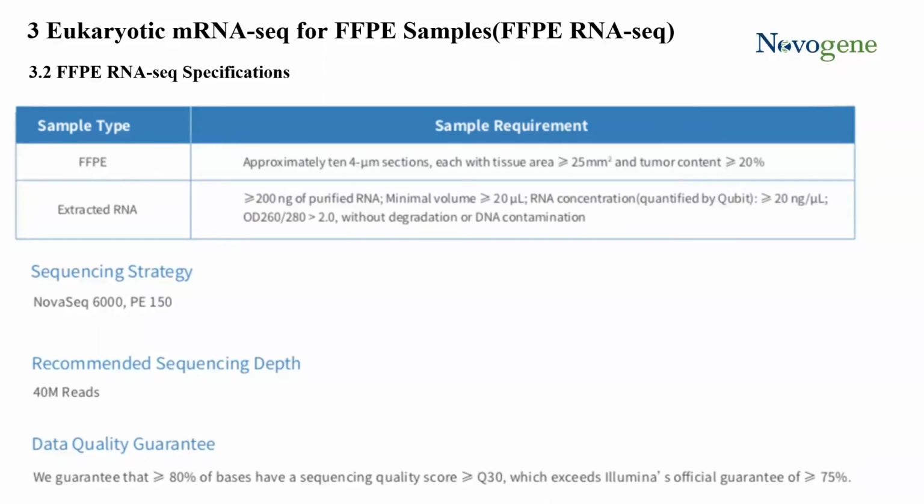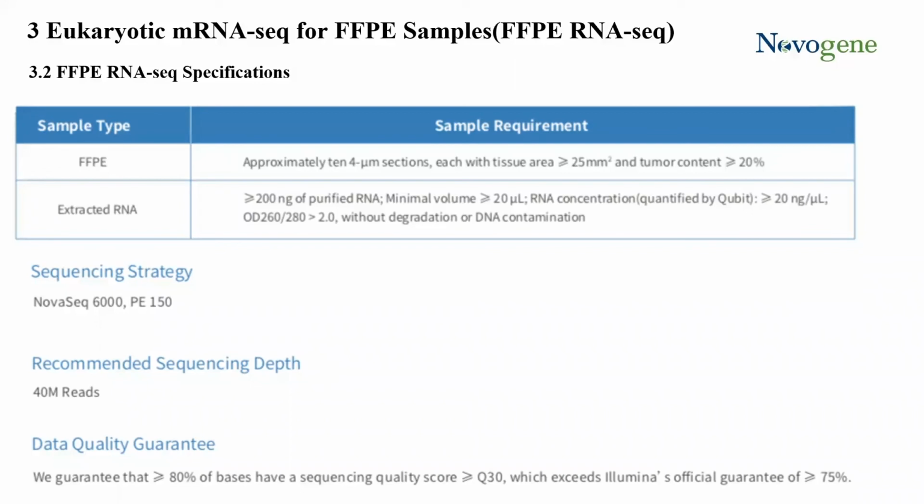If you want to send us extracted RNA, we need at least 200 nanograms of purified RNA and at least 20 microliters of any buffer that maintains the quality of this extracted RNA. We prefer if this RNA was previously qualified and quantified by Qubit and has a 260 to 280 value of above 2, of course. We don't like degradation, and we also do not like DNA contamination, just to make our life a little bit easier.